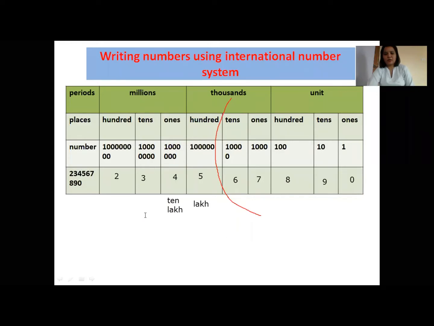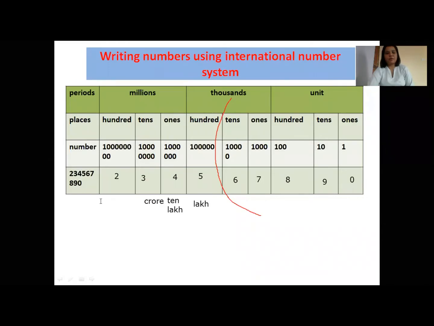Similarly, we have crore after 10 lakh in Hindu-Arabic system. So the place value of 3 in Hindu-Arabic system is crore, whereas the place value of 3 in international system is 10 million. So we can read the crore as 10 millions in international system.